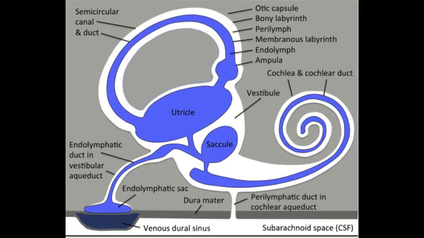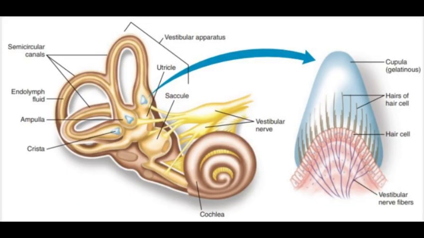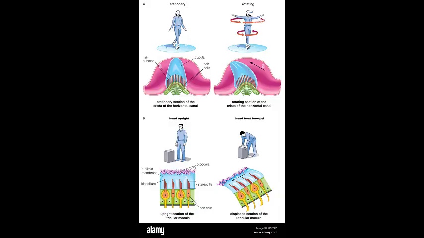Now, each of these ampullae contains sensory hair cells, which are embedded in a gelatinous cap called the cupula, and they do not contain otoconia. During head rotation, inertia will cause the endolymph located within the semicircular canal to lag behind and push on the cupula. And similar to the otolithic organs, this bends the hair cells and causes neuronal activation. Now, the semicircular canals are more sensitive to angular motions of the head.